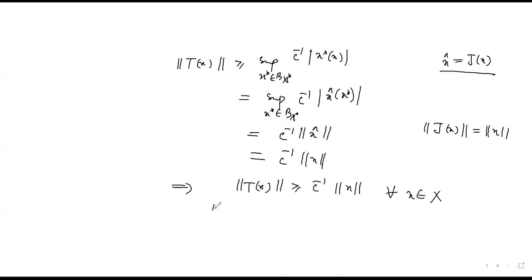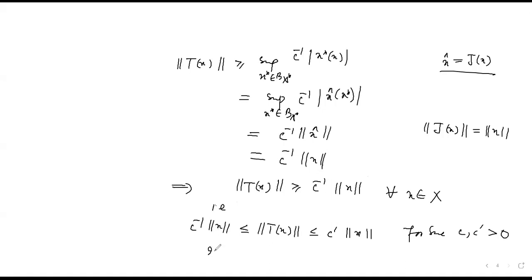So that is C inverse of norm of x is less than or equal to norm of Tx. Like T is a bounded linear operator, so that would be less than or equal to some C prime norm of x for some positive C prime. So it follows that T is one to one. You can check that, I leave that to you. That is, the kernel will be 0, you can check using this.